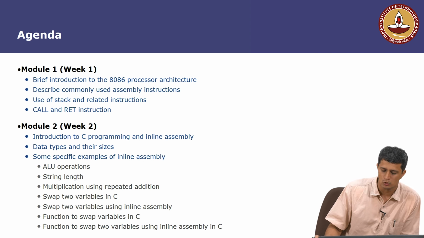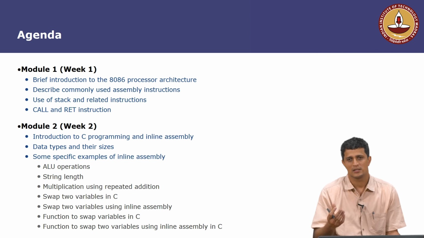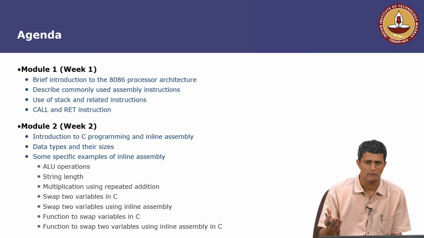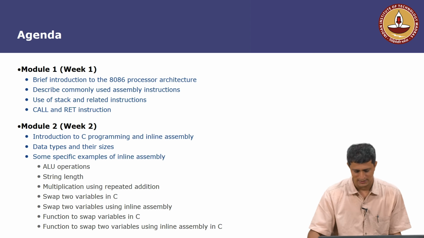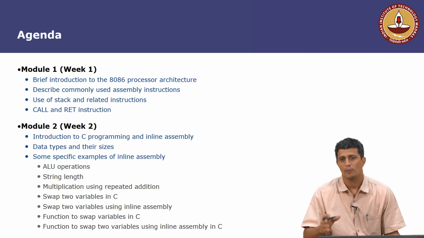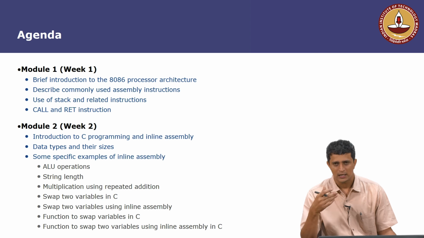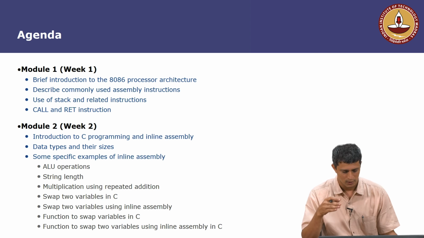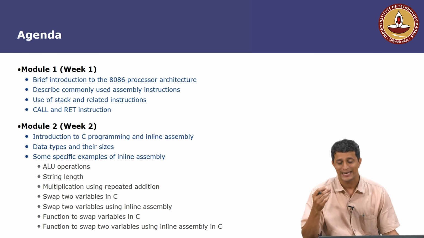So I look at ALU operations, the string length operation, multiplication using repeated addition, and swapping two variables in C. This is a very interesting exercise that all students do in C programming, by using a temporary variable, without using a temporary variable, and so on. So we will look at that example. Then we will look at swapping two variables using inline assembly language. Later we will move on to a function to swap two variables in C, and we will also look at swapping two variables using inline assembly in C.